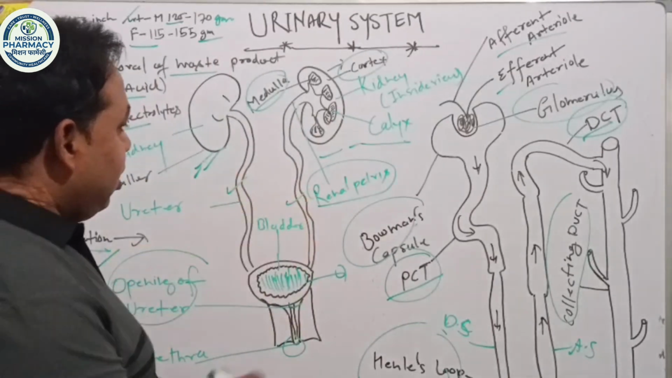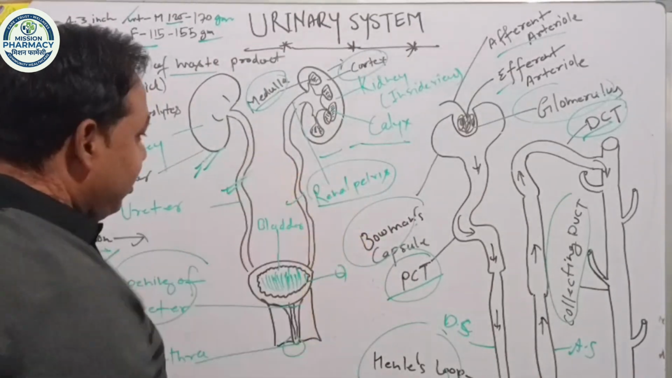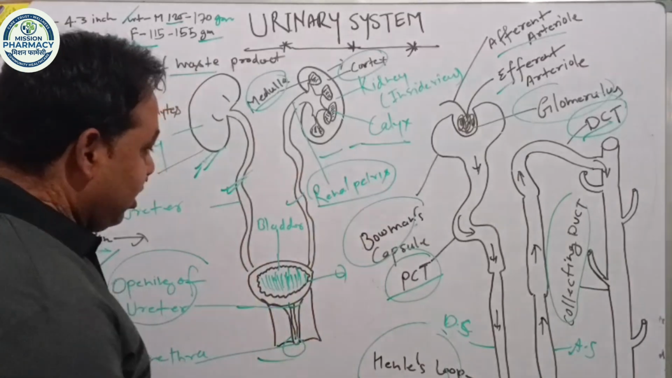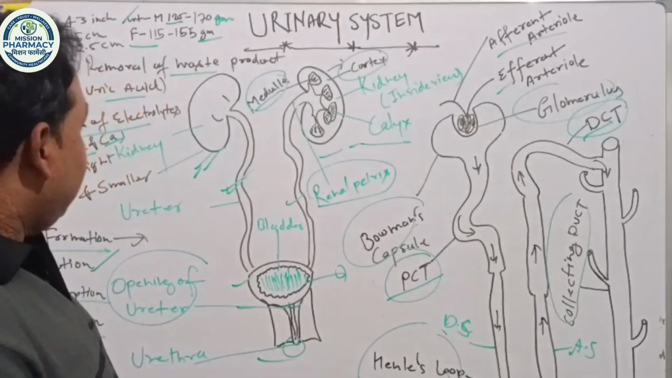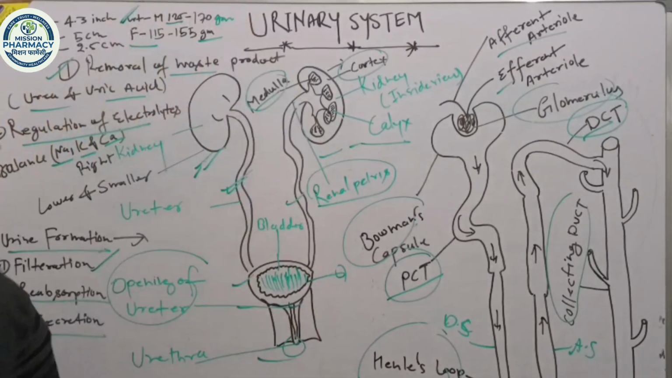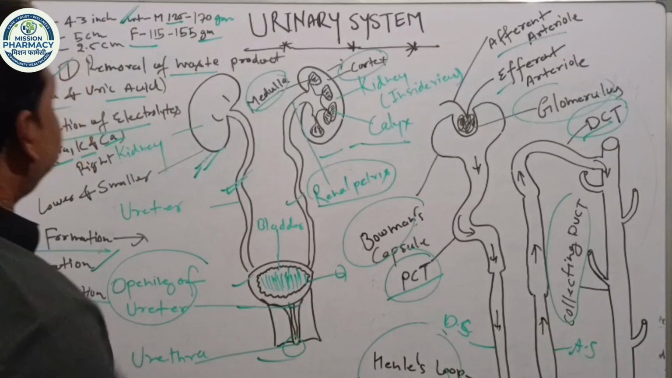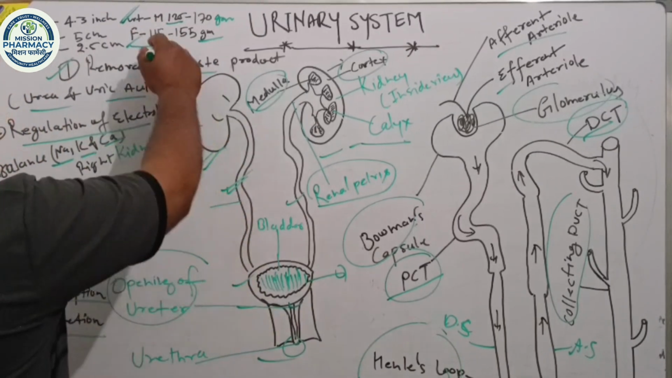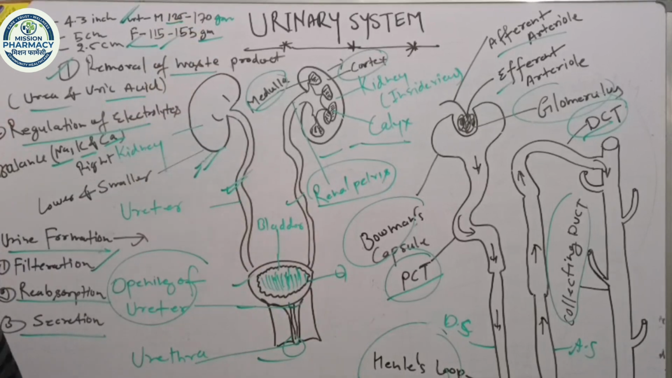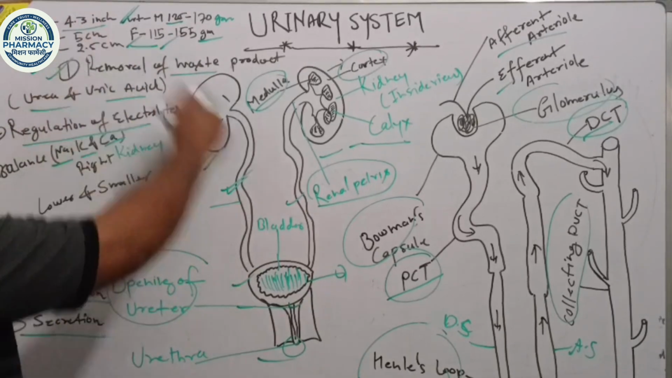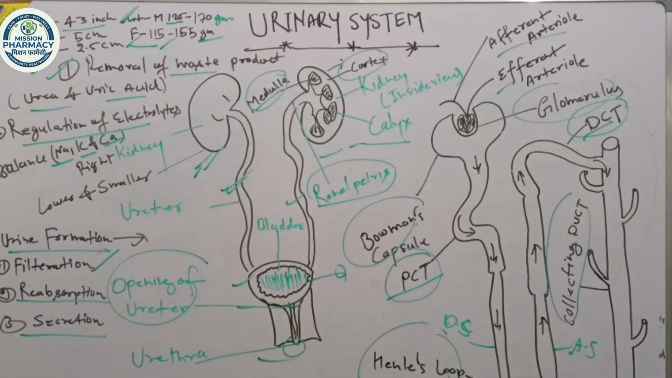There are two ureters, and this is the opening of the ureter, this is the urethra, and this is the urinary bladder. Dear students, the weight of the kidney in male is 125 to 170 grams. In female, it is 115 to 155 grams. The length of the kidney is 4.3 inches, the width is 5 centimeters, and the thickness is 2.5 centimeters.